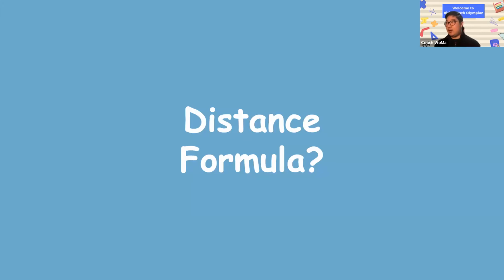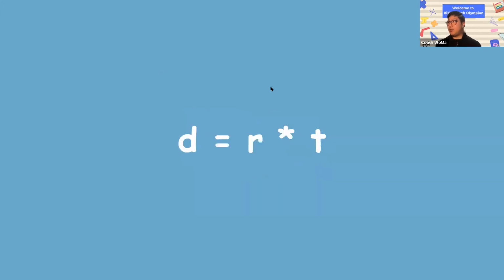So does this look familiar to people? Please give me a thumbs up, down, sideways. Does the distance formula here look familiar? Okay. Cool. So distance is rate times time. I made a little visual for what this means.